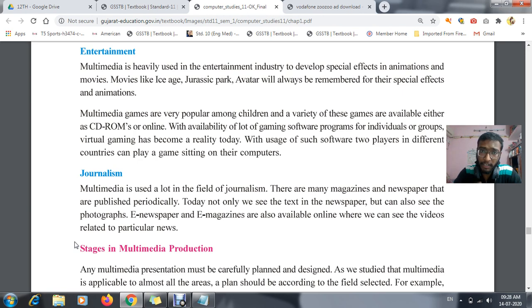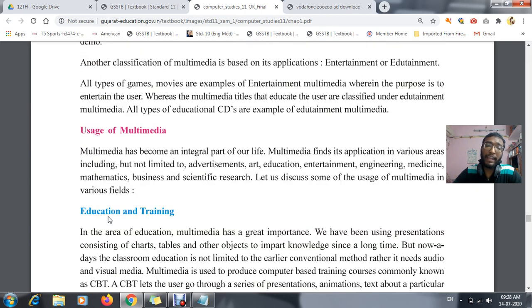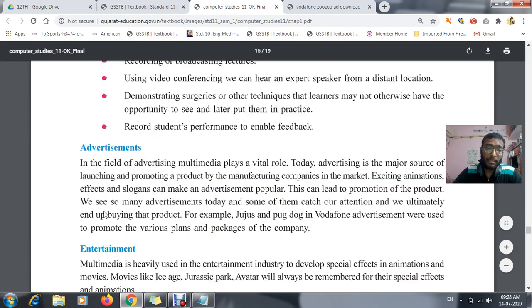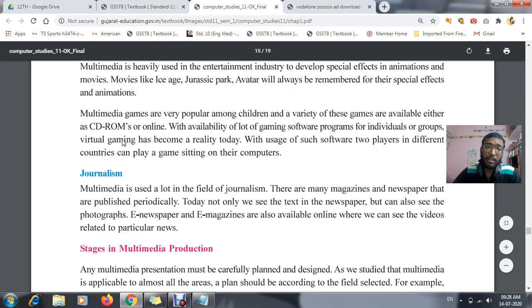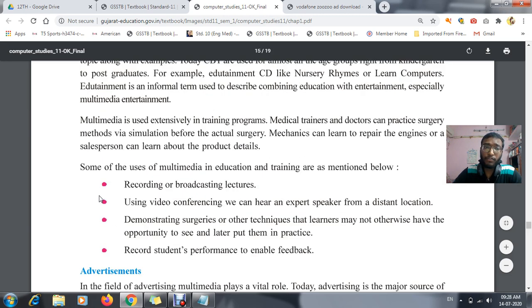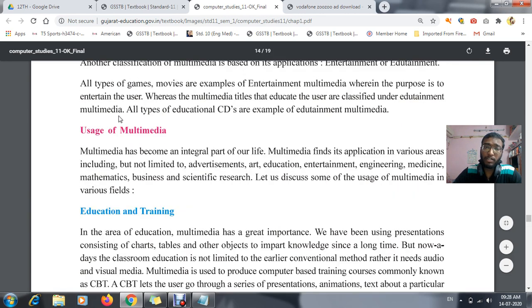Today's topic we learned is the usage of multimedia in certain areas. The first one is education and training. Second is advertisement. Third is entertainment, and the fourth one is journalism. These four things we learned, the usage of multimedia in certain areas.